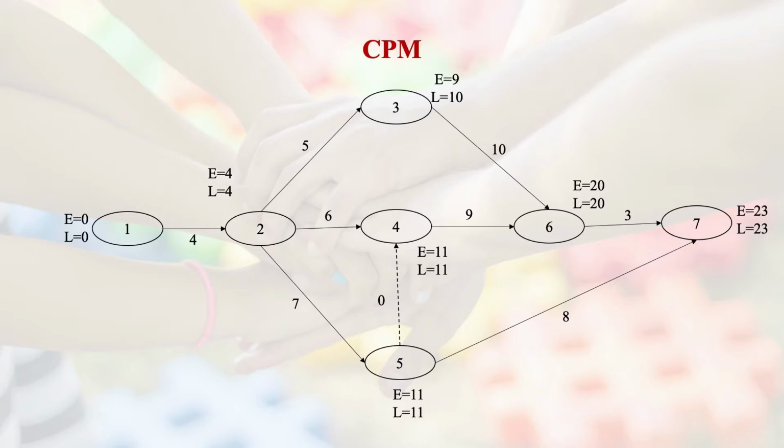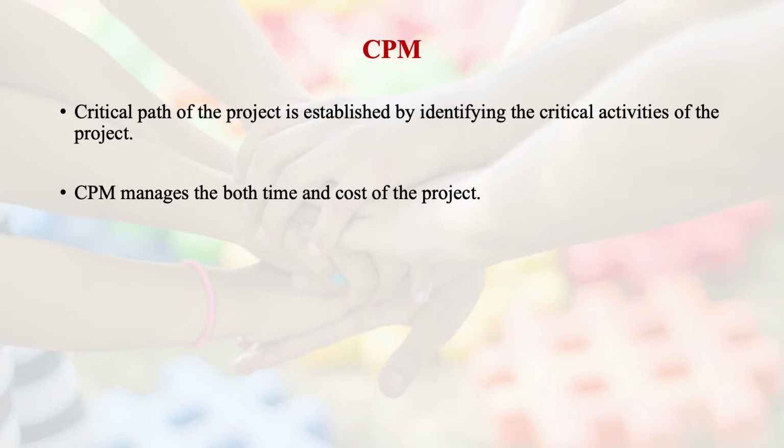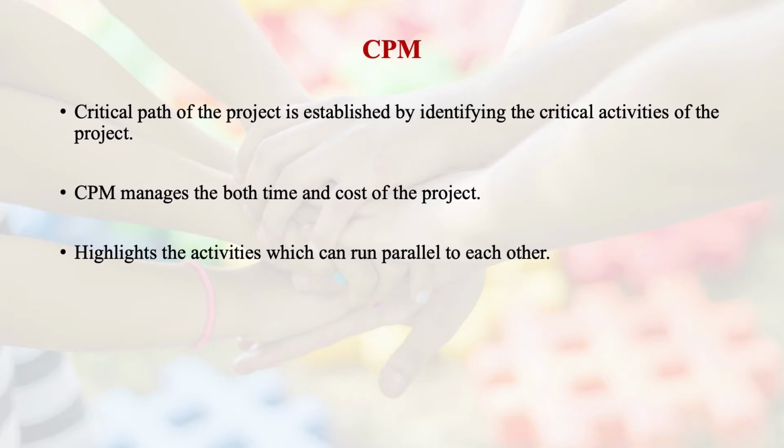The CPM, once again, is a critical path of the project established by identifying the critical activities of the project, and CPM manages both time and cost of the project. As far as time or cost, both are actually one and the same thing, technically speaking. It highlights the activities which are run in parallel to each other. So this gives you an opportunity to highlight activities which run parallel with each other, and even resource allocation you can determine through CPM.